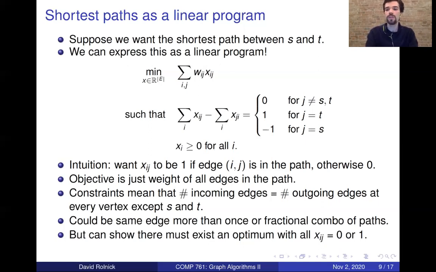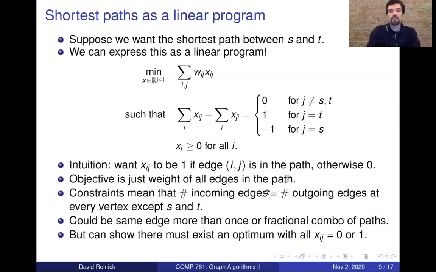This is an intuition. If you didn't get that, don't worry. But it's basically saying, if you took the same edge more than once, you can remove it. And if you took a fractional combination of paths that give you an optimum, then one of those paths has to be at least as small as the fractional combination. Because if you take an average of some things, the minimum of those things is going to be less than or equal to the average. The reason I'm not writing this in a formal proof is because that's not quite a formal proof. And there's a bunch more that's necessary before it becomes a formal proof. So I wanted to just give you a little bit of intuition for it.